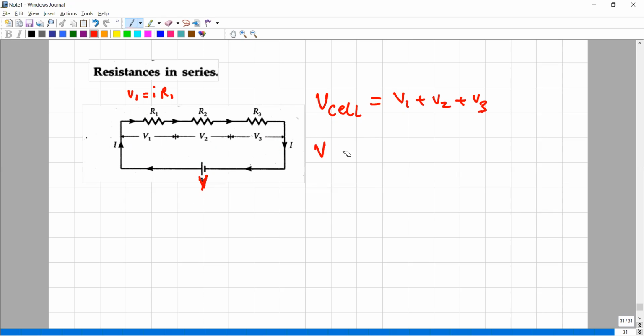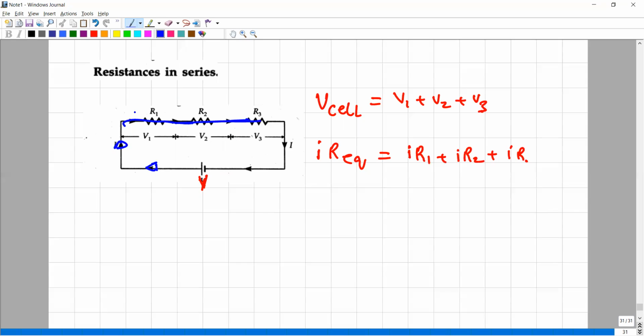With respect to the cell, V is given and current I flows, and the cell assumes the whole circuit's resistance to be one single resistance, that is R equivalent. And V1, V2, V3 will become I R1 plus I R2 plus I R3. You see that the same current is flowing in all three resistors. In capacitors, the same charge was there in series. But here instead of charge, it is current which is the same, because the current is flowing.